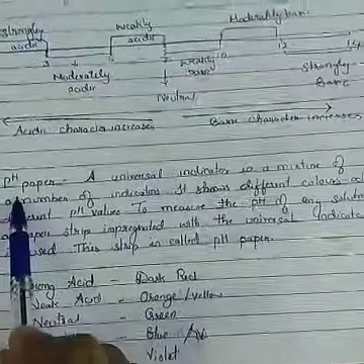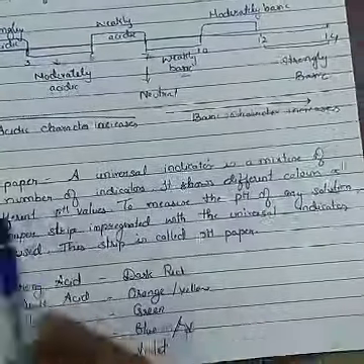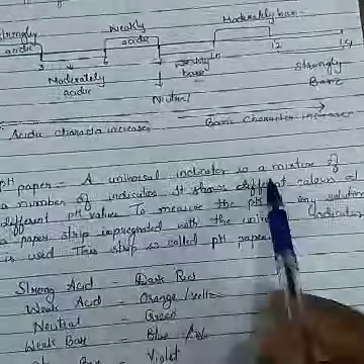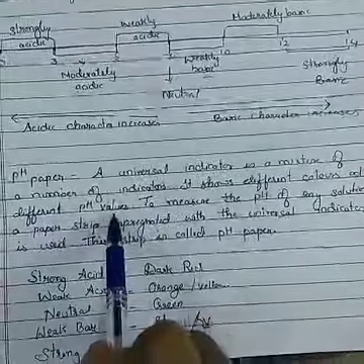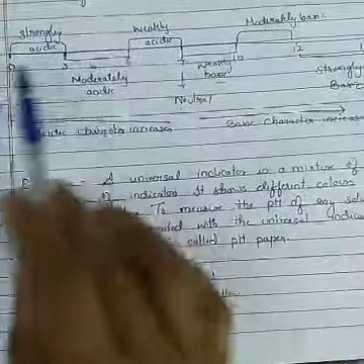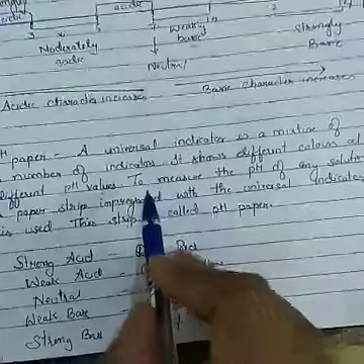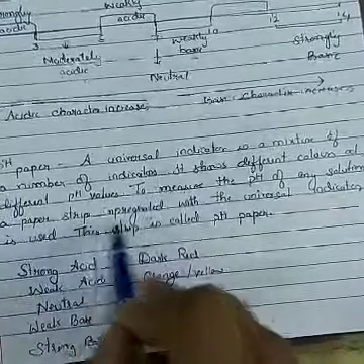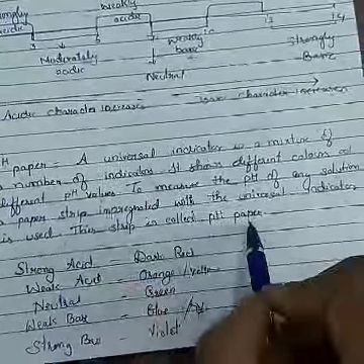What is pH paper? A universal indicator is a mixture of a number of indicators. pH paper is made up of a universal indicator. It shows different colors at different values of pH. So from 0 to 14, it shows different colors for different values. To measure the pH of any solution, the paper strip with the universal indicator is used. The strip is called pH paper.